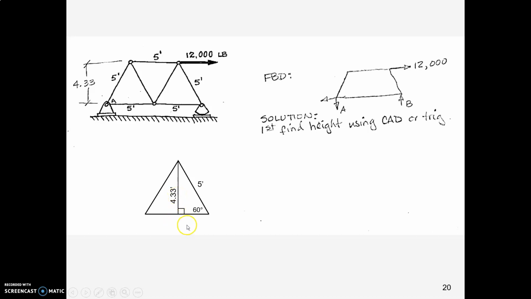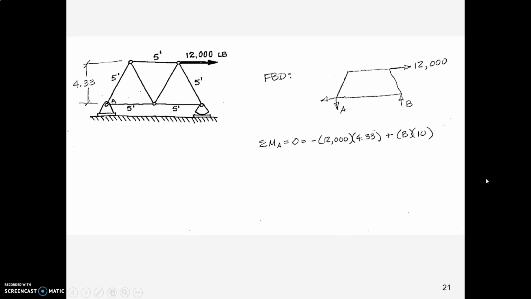Or I could do what I like to do, which is just draw it in CAD and see if I really do come up with 4 1/3. Okay, so now I'm going to go 12,000 times 4 1/3, and I'll make that a negative moment because it's trying to turn clockwise, plus B times 10. And smushing the numbers together, I get 51,960 equals 10B. Dividing both sides by 10, I find out B is 5196 pounds, so I can write that.